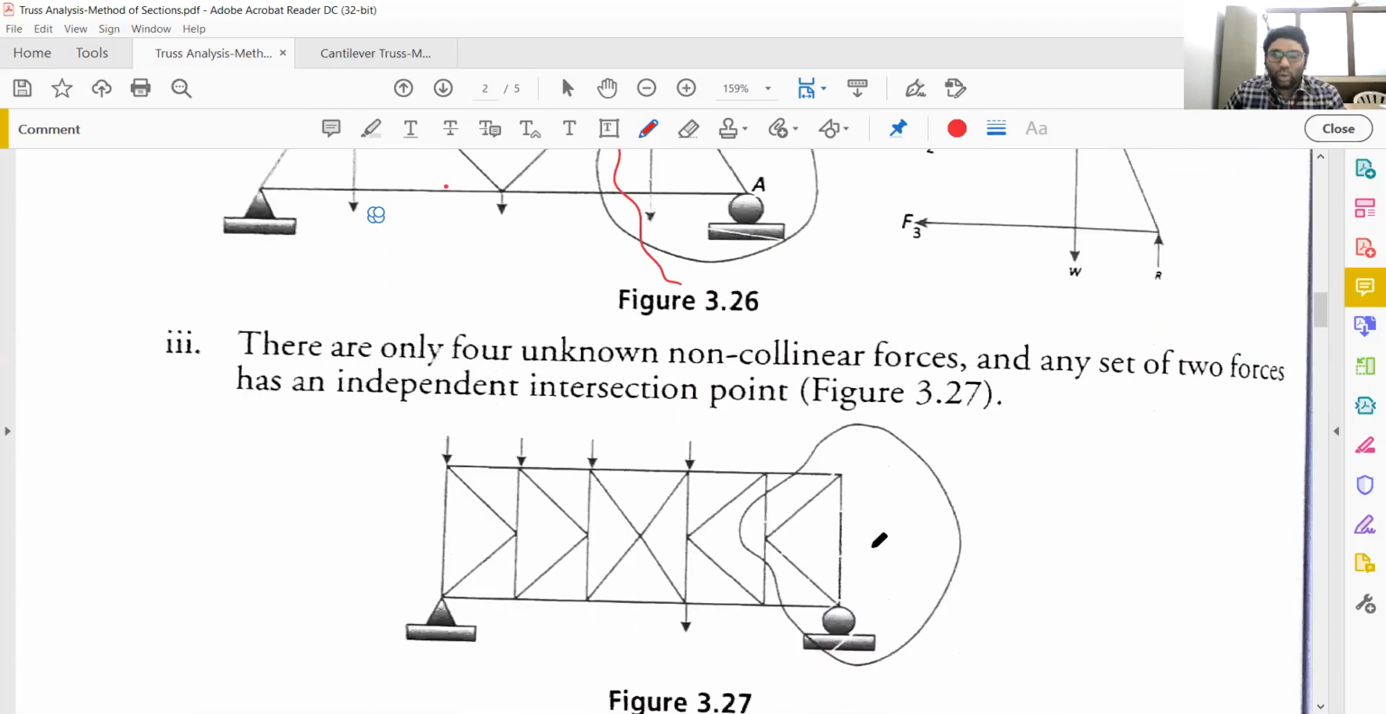And the last one is, see, so many members are there, but there are only 4 unknown forces and any set of two forces has an independent intersection point. See here, this is an independent intersection, this is an intersection, this is an intersection. So every joint has equivalent intersection points. At those points also we will assess the cut section and take the solution forward. That is how we solve the problem using method of sections.